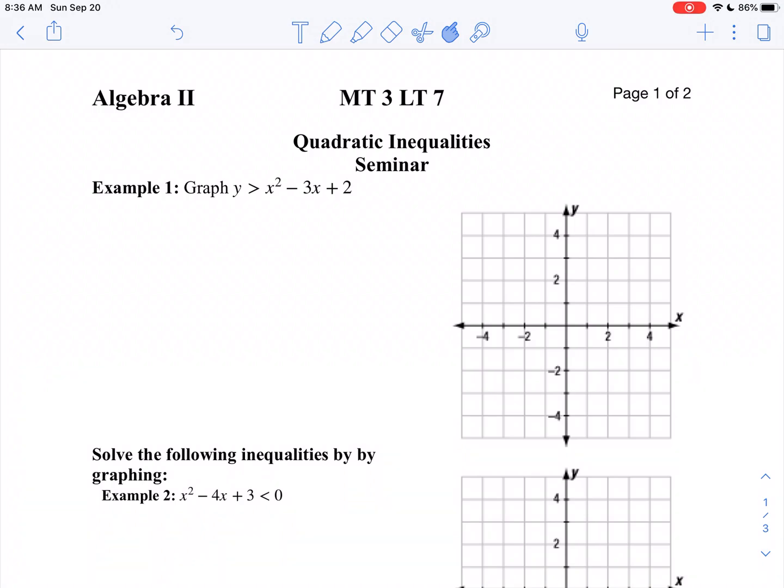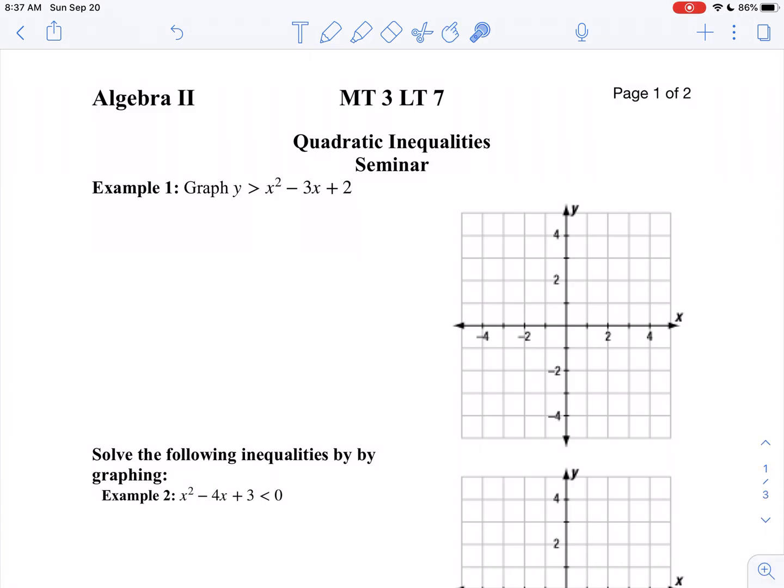In this lesson, I want you to graph quadratic inequalities in two variables, and I want you to solve quadratic inequalities in one variable. In the first example, we're going to graph this inequality: y is greater than x squared minus 3x plus 2. We graph the inequality extremely similar to graphing an equation. The only difference is we're going to have to shade and use a solid line or a dashed line.